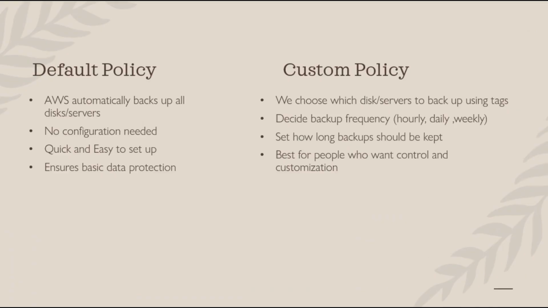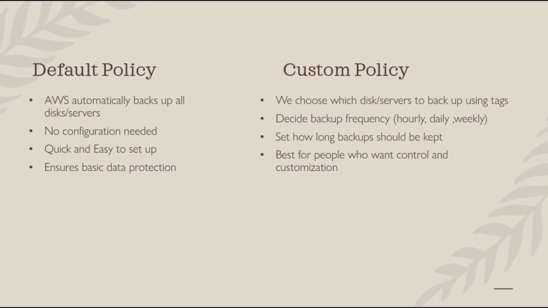There are two types of policy in DLM. One is a default policy and another one is custom policy. In default policy, AWS will automatically back up all the EBS volumes and all the EC2 instances present in it. And it will be easy for the people who want a safe backup with just a simple one click only.